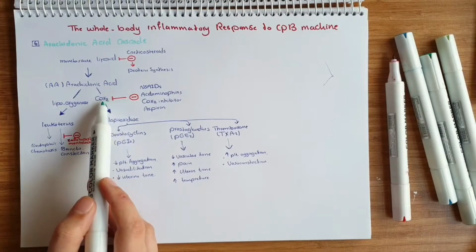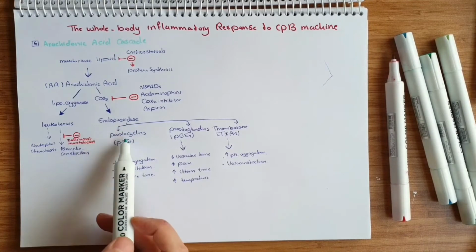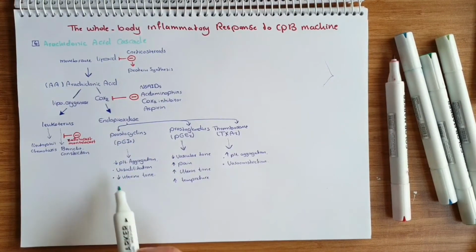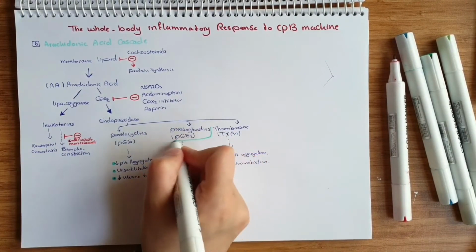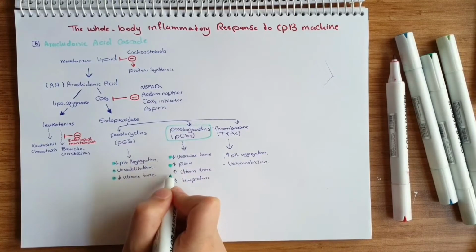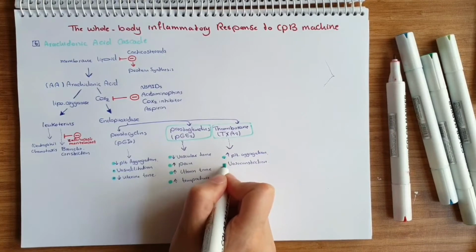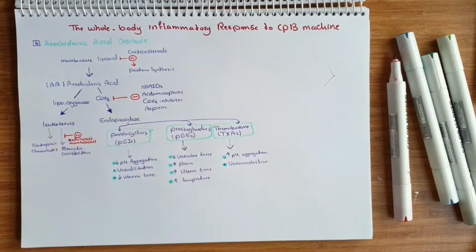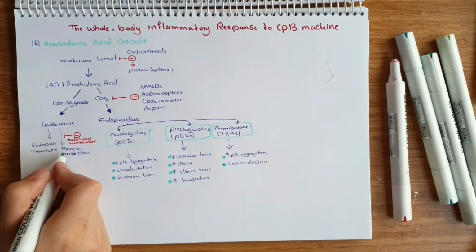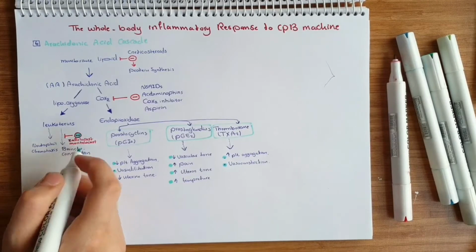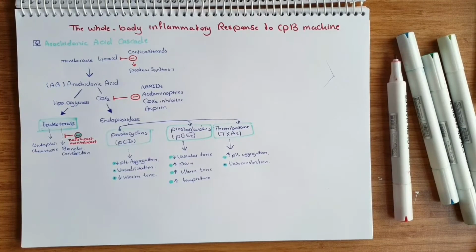Arachidonic acid converts to leukotrienes and endoperoxidase with the help of COX-2, which can be inhibited with non-steroidal anti-inflammatory drugs, acetaminophen and aspirin. Endoperoxidase changes to prostaglandins, prostacyclins, and thromboxane, which decrease vascular tone, increase pain, increase uterine tone, and increase temperature. Thromboxane increases platelet aggregation and vasoconstriction. Leukotrienes cause bronchoconstriction, and that can be inhibited with zafirlukast and montelukast.